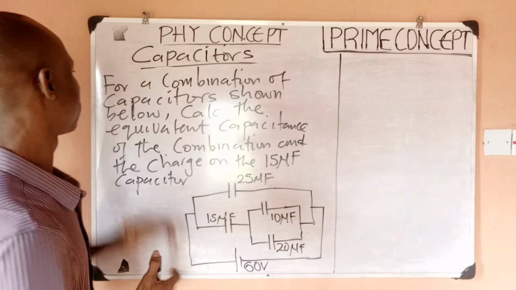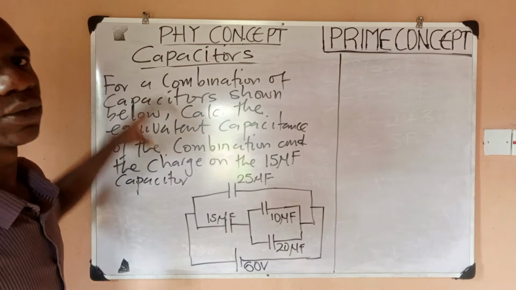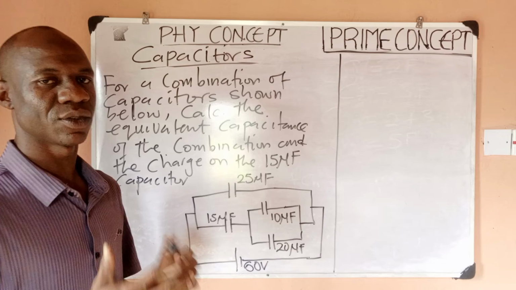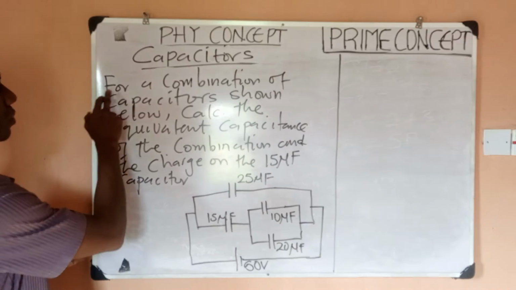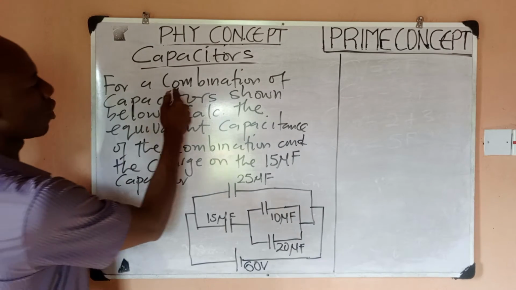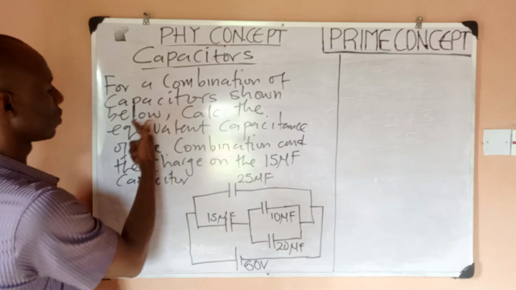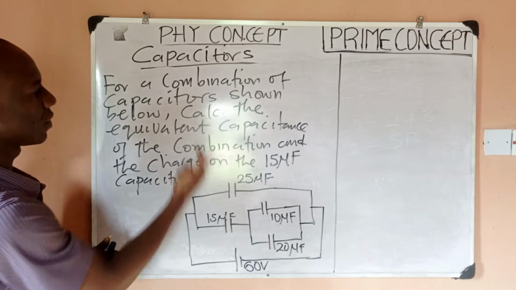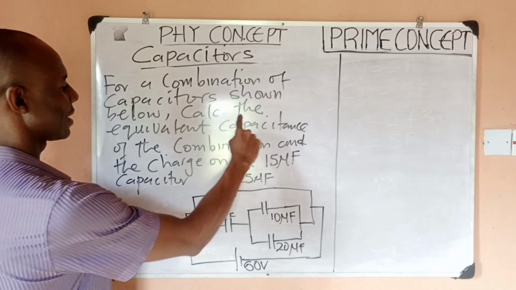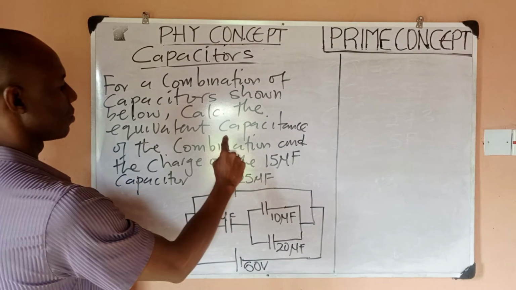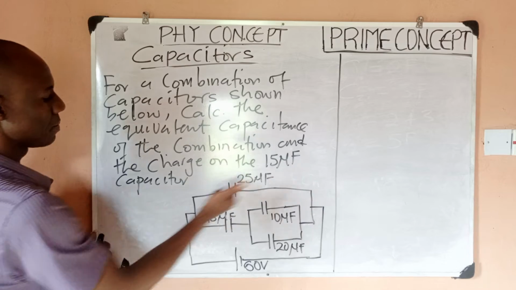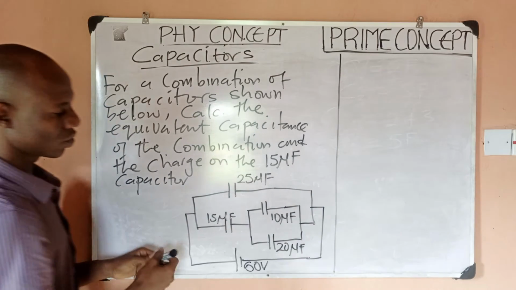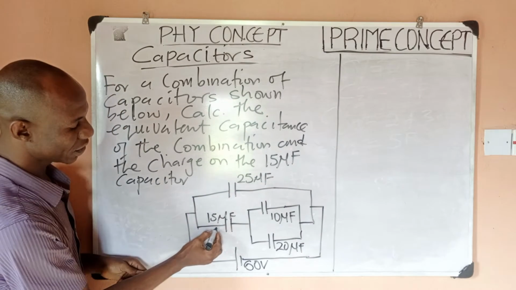We want to solve a problem under arrangement of capacitors and then find charge. Now we have a problem here on the board. The question says, for a combination of capacitors shown below, that is to say in this figure, calculate the equivalent capacitance of the combination and then the charge on the 15 microfarad capacitor. So we want to find the charge here.